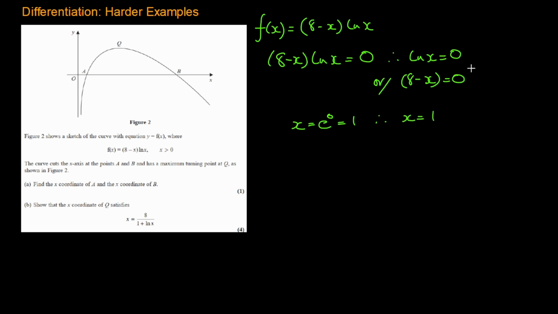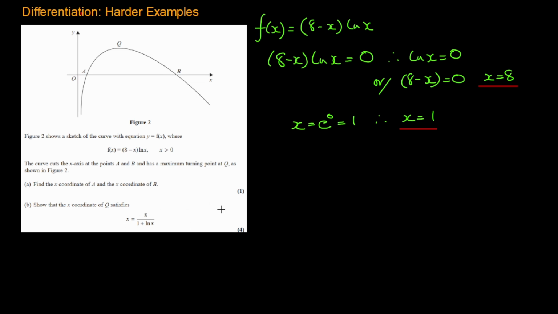And from the other equation, well, that's slightly easier. We get that x is equal to 8. And those are our two answers for part A, that x is equal to 8 and x is equal to 1. So we've got the points A and B where the curve hits the axis, and we've earned ourselves 1 mark.